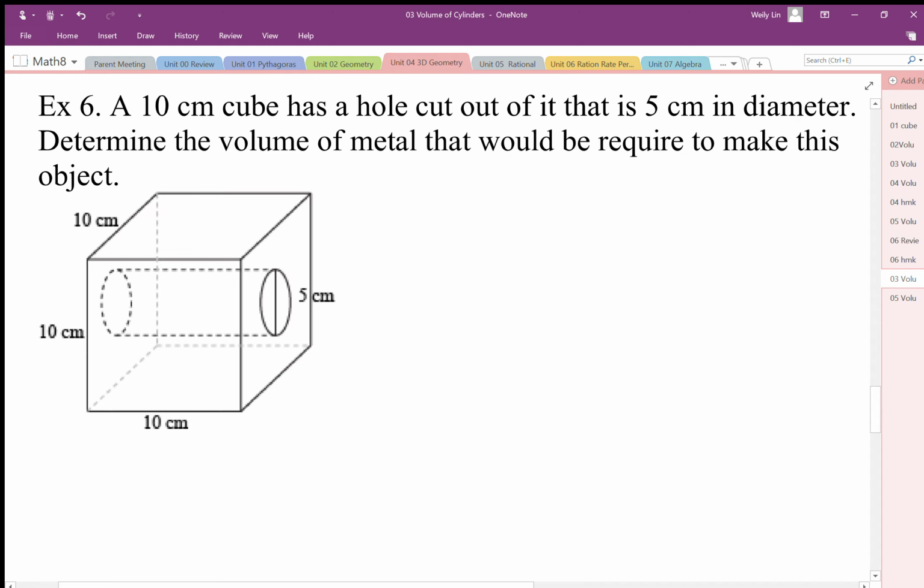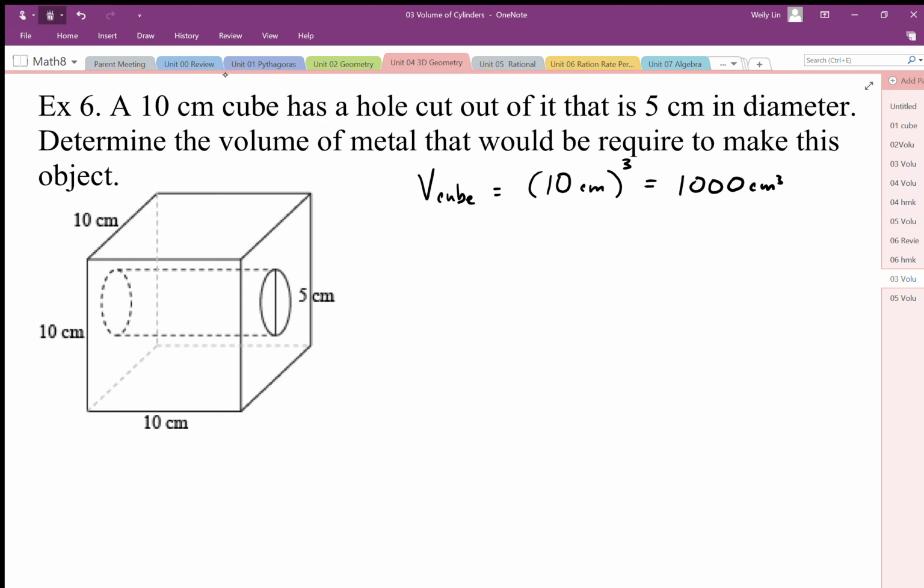Here we have a 10 by 10 by 10 cube, and we have a 5 centimeter diameter hole cut out of it. And so we want to figure out what is the volume of the metal needed to make this object. So what we're going to do is take the volume of the cube and take away the volume of the cylinder. The volume of the cube is fairly straightforward. It's going to be 10 times 10 times 10, or since it's a cube, we're going to cube it. So that's the volume of the cube.